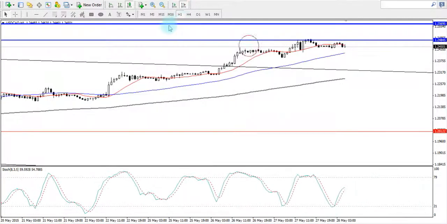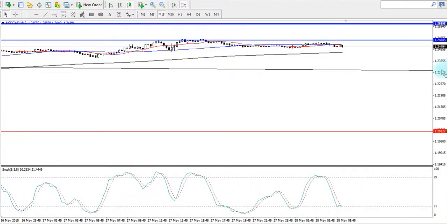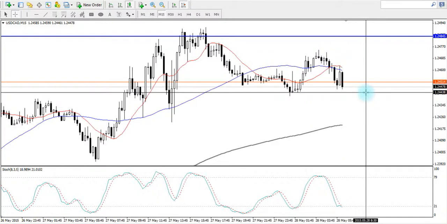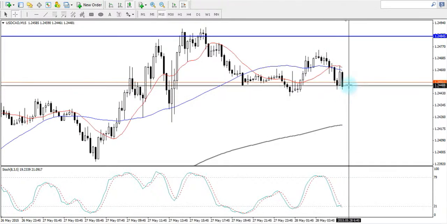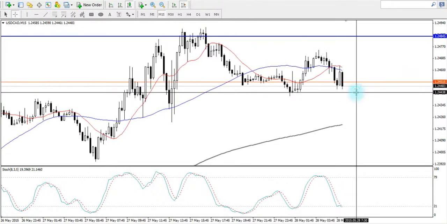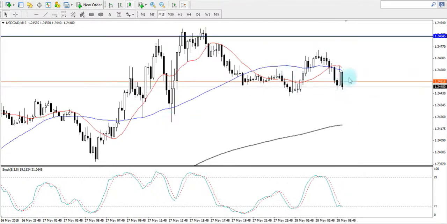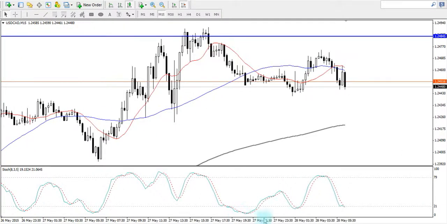And right now in the smaller time frame, if you look at the 15-minute charts, we're seeing the price is being supported at the price of 1.2443. As long as we see a setup right here at this level, this could be a good chance to go for long. Alright, so that's for the dollar against the Canadian dollar.